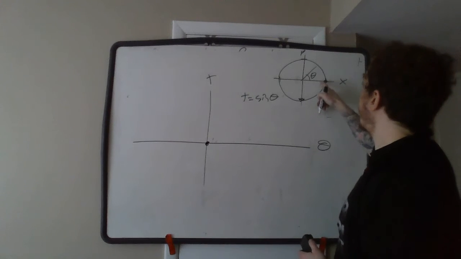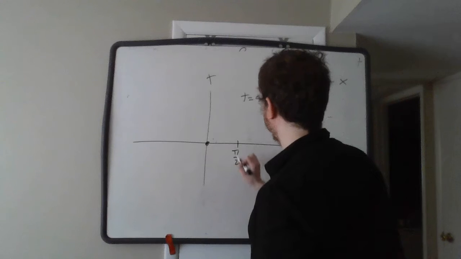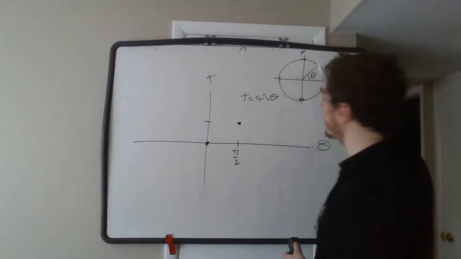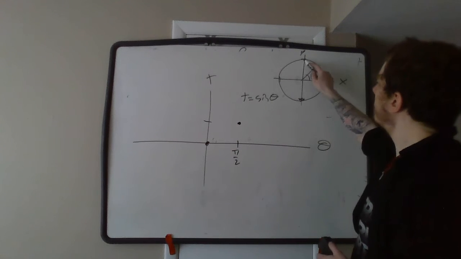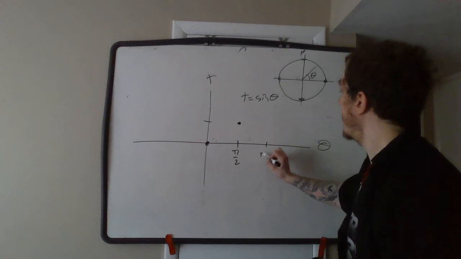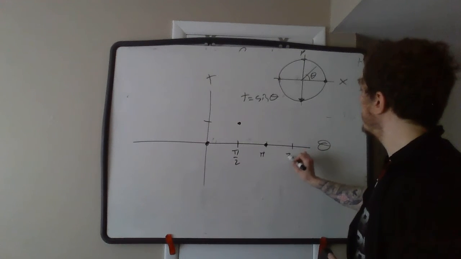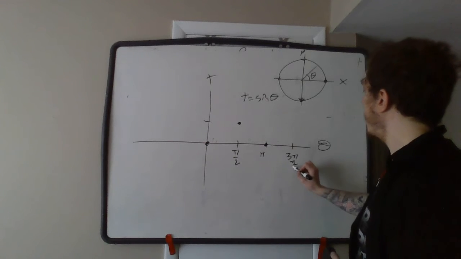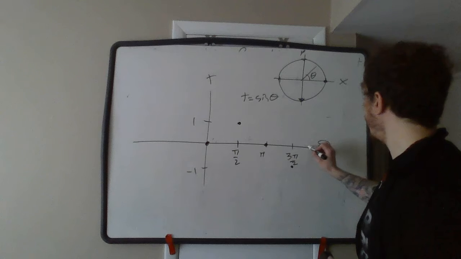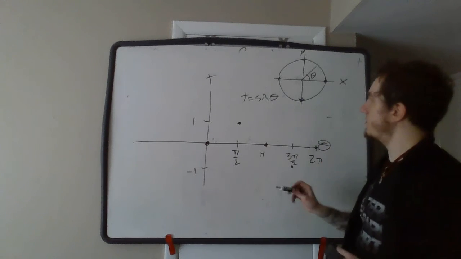And by the time I hit pi over 2, I should come up to a height of 1, because at that point the y coordinate is 1. Then I'm going to come back down to 0 at pi. Then at 3 pi over 2, I should be down here at negative 1. And finally, when I hit 2 pi, I should be back where I started.